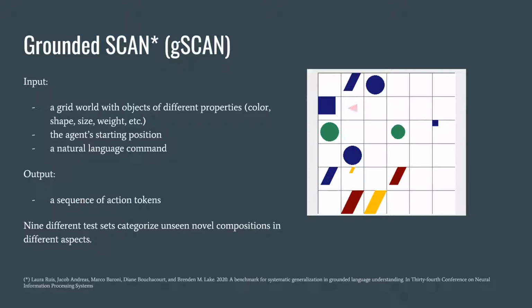The way that gSCAN tests systematic generalization is that it has 9 different test sets that categorize unseen novel compositions in different aspects. We will dive into the exact details about those different test sets in the evaluation section.